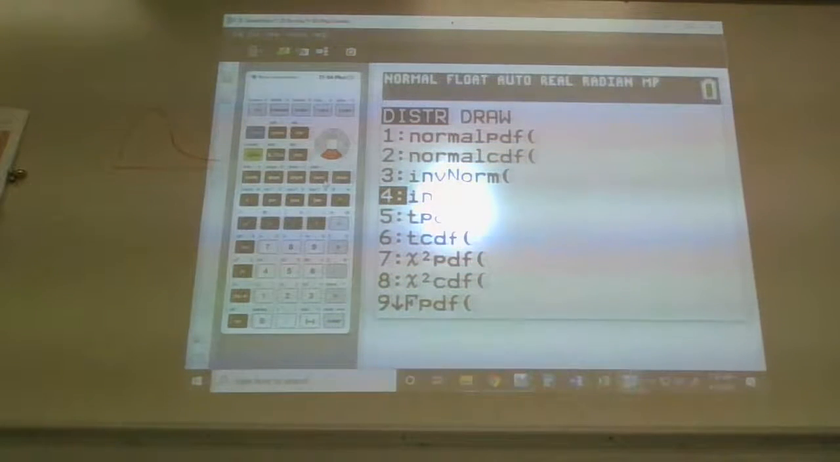When you guys take your AP test, I don't believe you will be able to use the calculators on your computers. I really have to look into this.